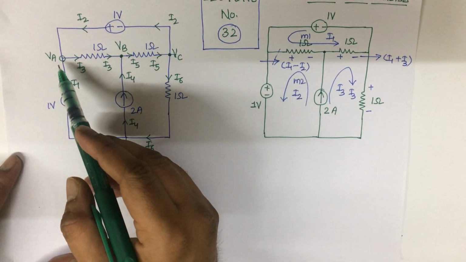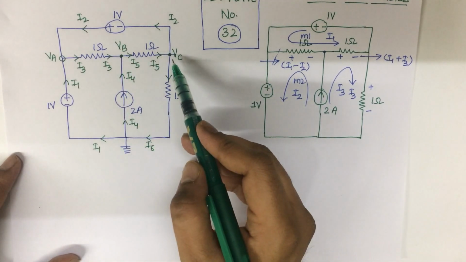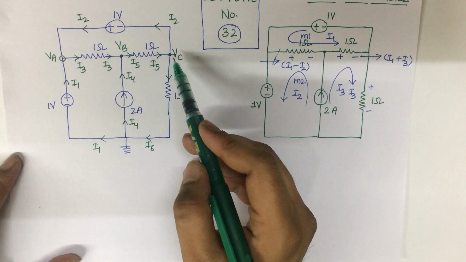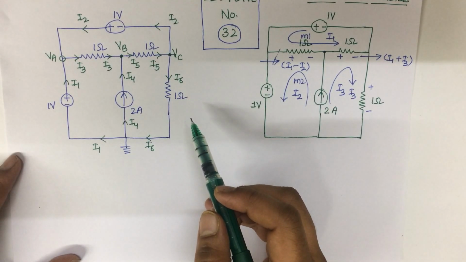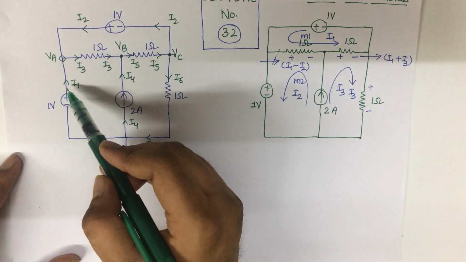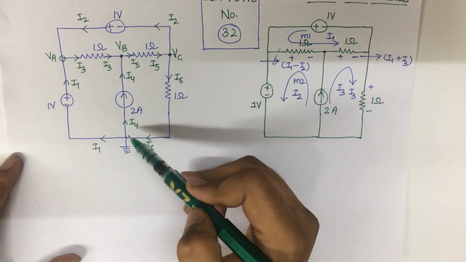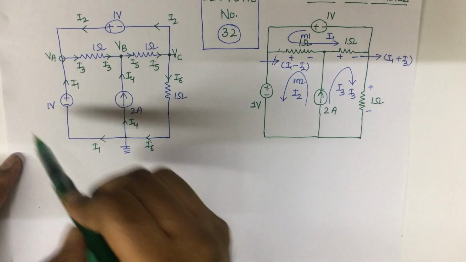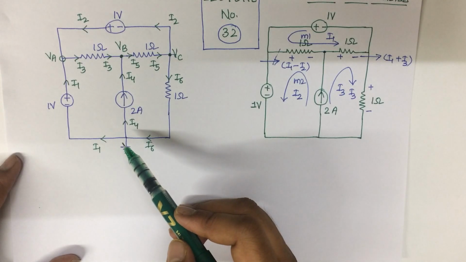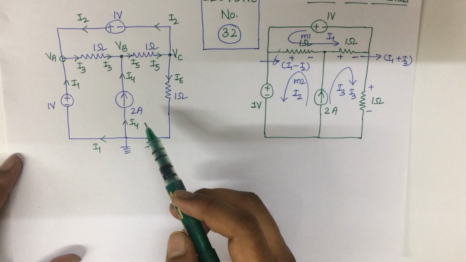We assume this is a junction or a node VA, this is VB, and this is VC. We assume and distribute the current at each node. This is I1, this is I2, this is I3, I4, I5 and I6. So we distribute our current at each node in the various branches.